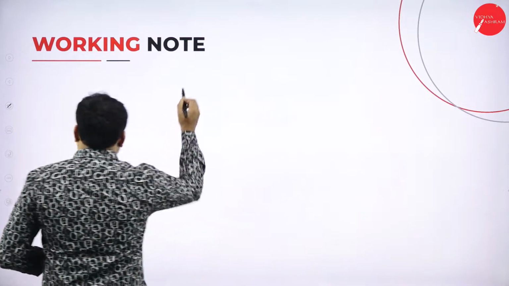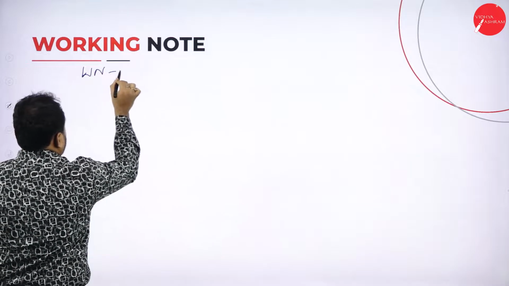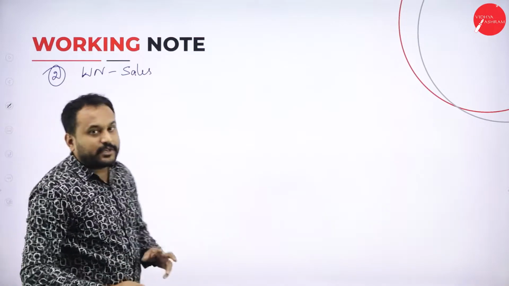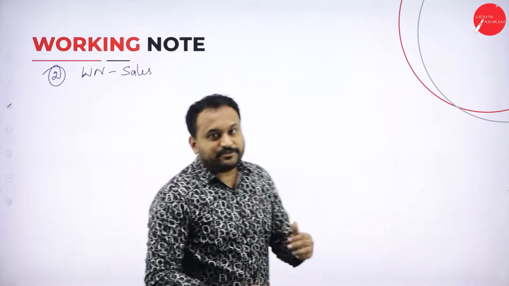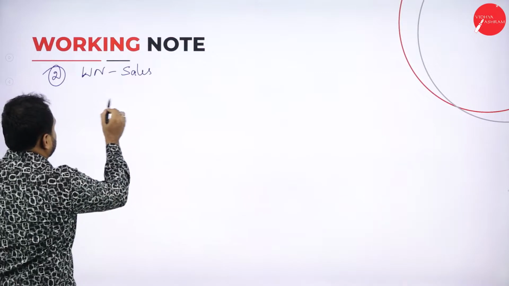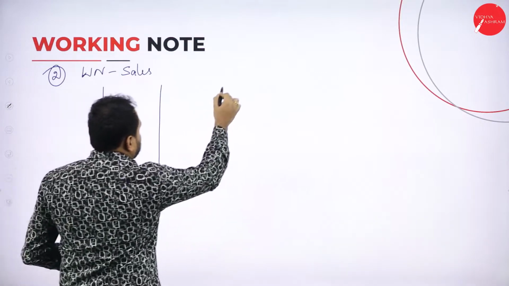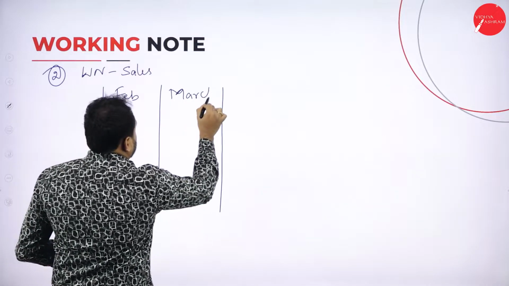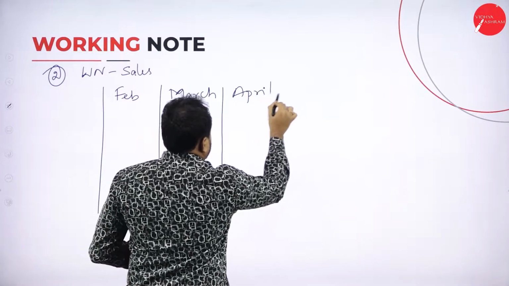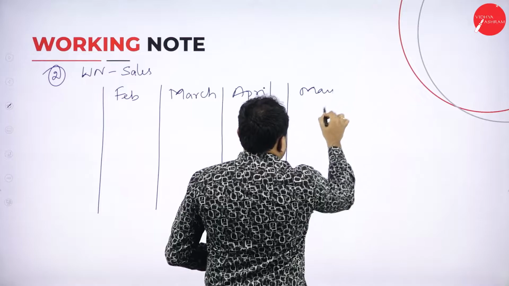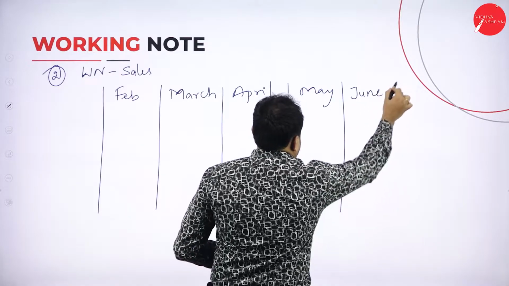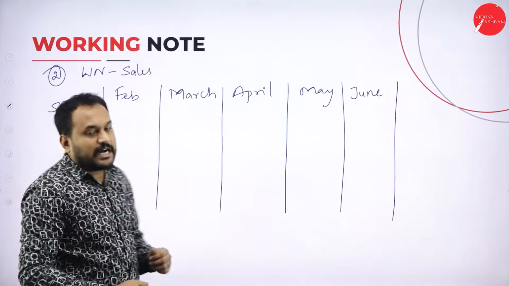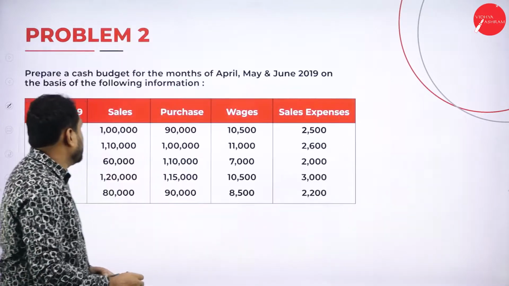Now when we go with the working note, here I'll tell you the working note for sales. So this is the second working note. The first working note is for the sales 10%. Next is 45%, 45%. For that you need to make columns like this. We have Feb, March, April, then May and June. Correct? Now we'll write sales here. How much was our sales in Feb, March, April, May and June?